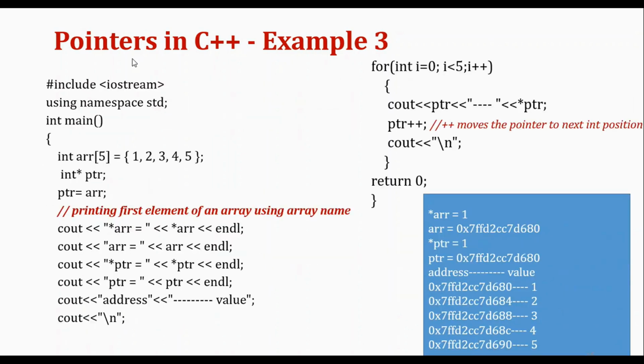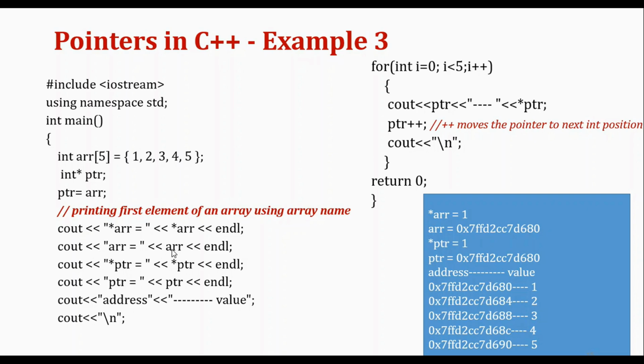Check out the next example. Here an array is used with a pointer. Array of size 5, whose values are initialized in the same line: 1, 2, 3, 4, 5. Then ptr is a pointer variable. In this assignment, ptr equal to, generally we give the ampersand of the other variable. But here the array name refers to the address of the first element. That is what the array name actually represents. So the address of the first element is given to ptr. Now *arr is the value at the first address, which would be 1.